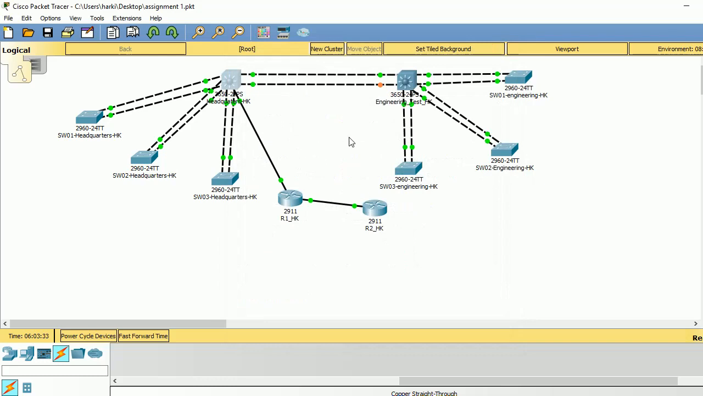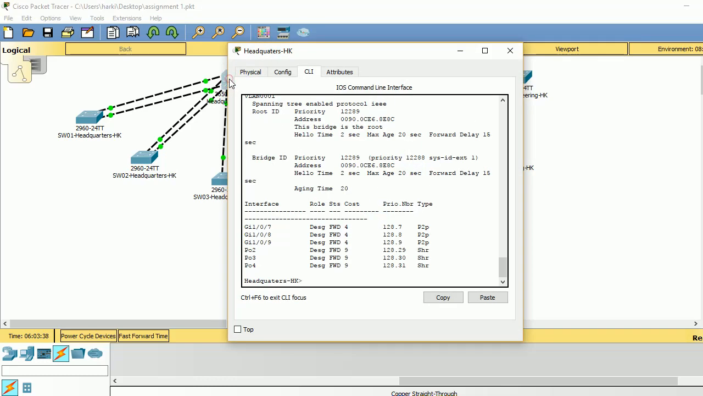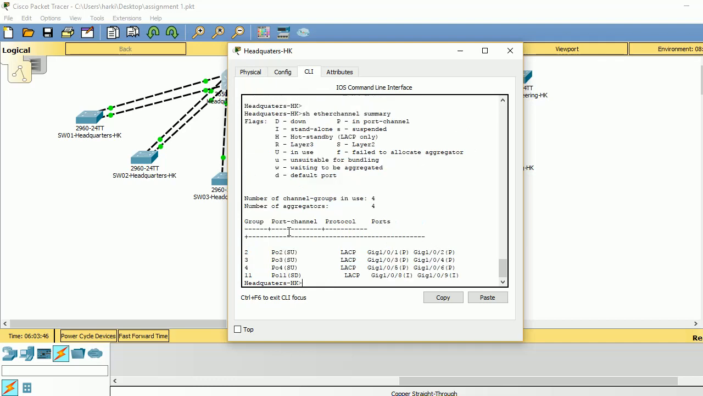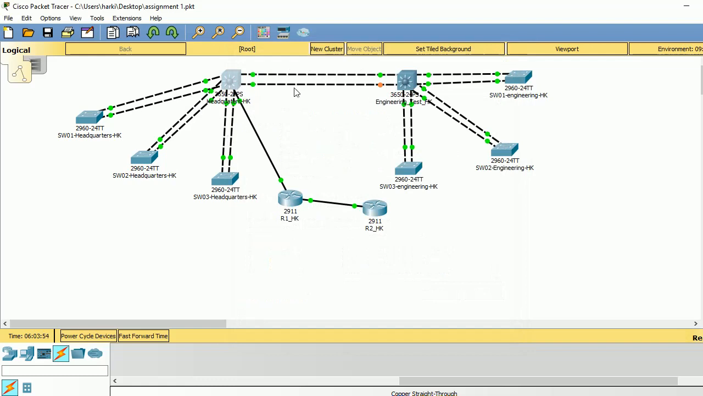And moving forward, we had to configure these channel bondings. For example, show Ether channel summary. You can see these 4 groups have been configured. These are these 4, 1, 2, 3, and 4.